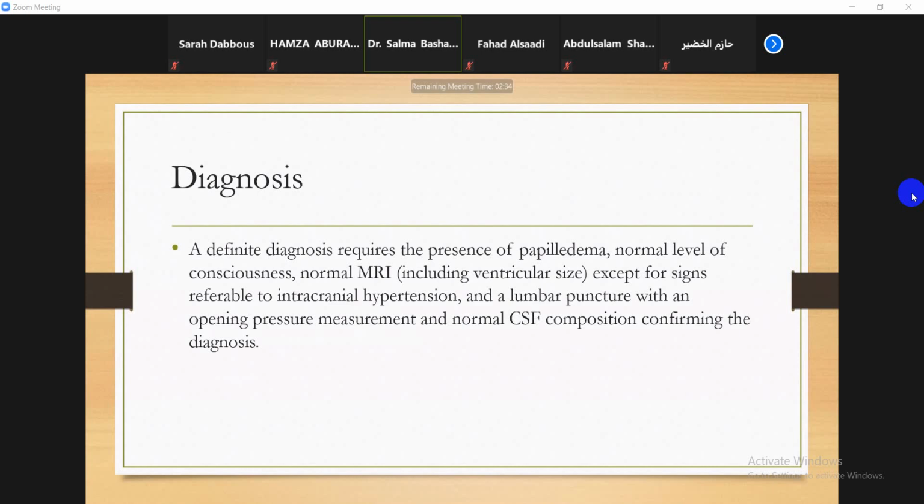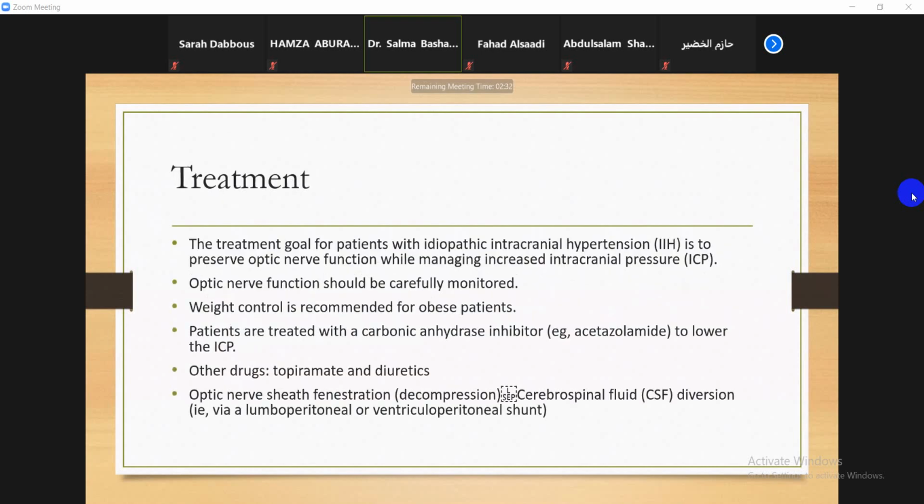How do we treat these patients? The treatment goal for all patients with idiopathic intracranial hypertension is to preserve the optic nerve function and monitor the increase in intracranial pressure. So optic nerve function should be monitored at each visit. We recommend weight control for all obese patients. We give them medications like the carbonic anhydrase inhibitor, acetazolamide, to lower the intracranial pressure. Others include topiramate, which has a similar mechanism of action to acetazolamide, the carbonic anhydrase inhibitor. Diuretics are the least commonly used for this entity.